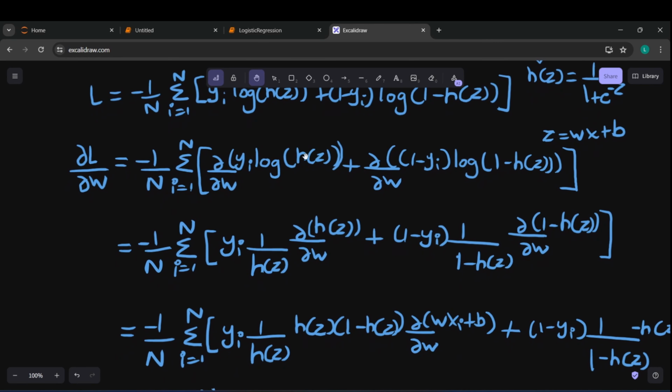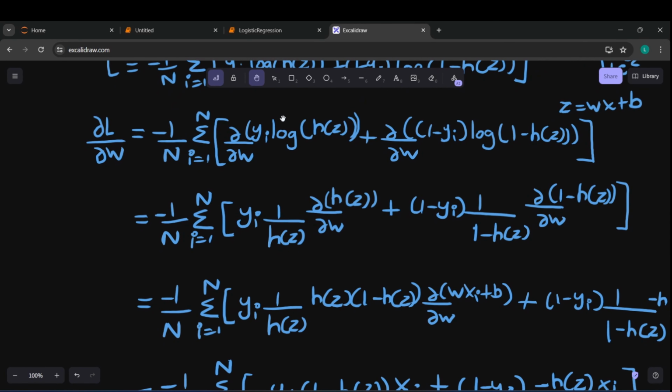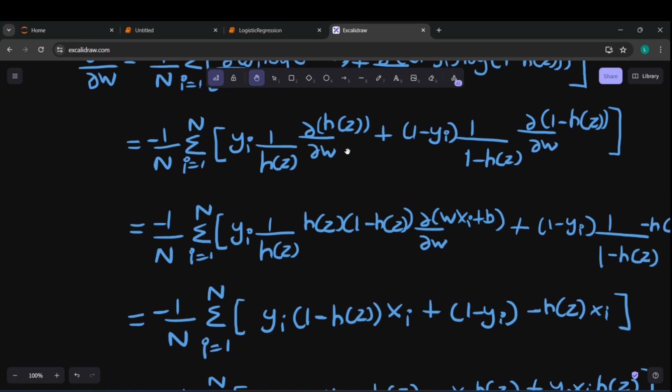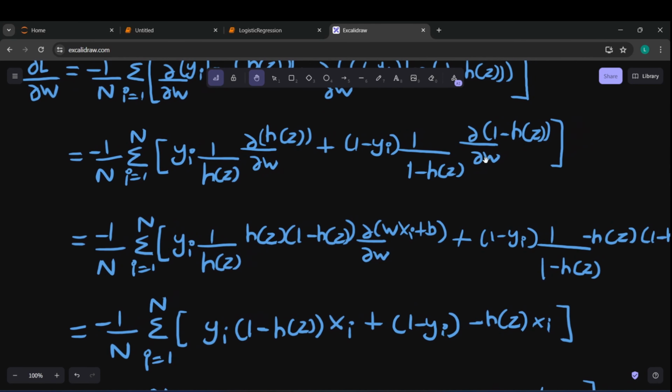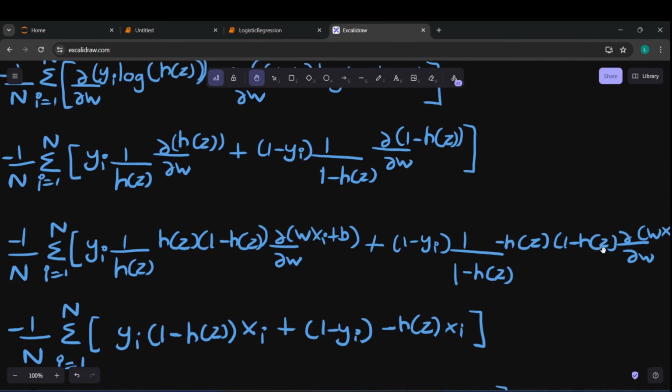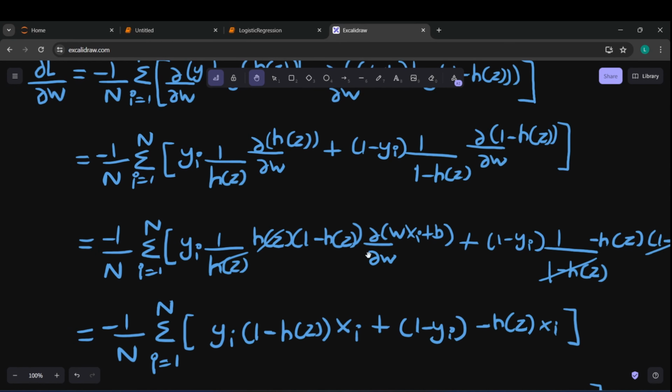Now the derivative of log x is 1 by x, so the partial derivative of this value becomes yi into 1 by h of z into partial derivative of h of z, and the partial derivative of this term becomes 1 minus yi into 1 by 1 minus h of z into partial derivative of 1 minus h of z. Now the derivative of the sigmoid function is sigmoid function into 1 minus sigmoid function, so the partial derivative of this value becomes h of z into 1 minus h of z, and by following the same rule the partial derivative of this function becomes minus h of z into 1 minus h of z, and we need to partially derive the z also, and the partial derivative of this term is xi.